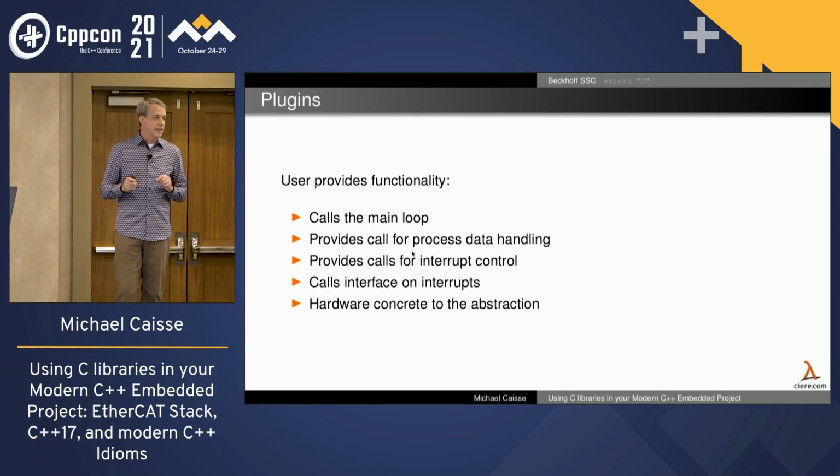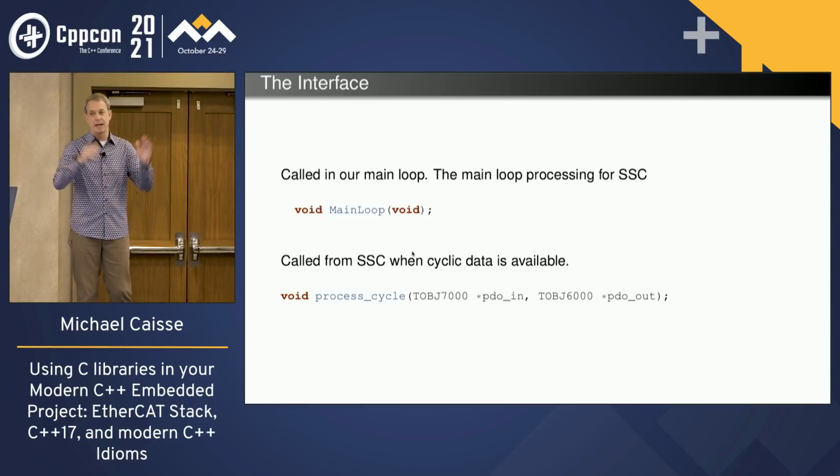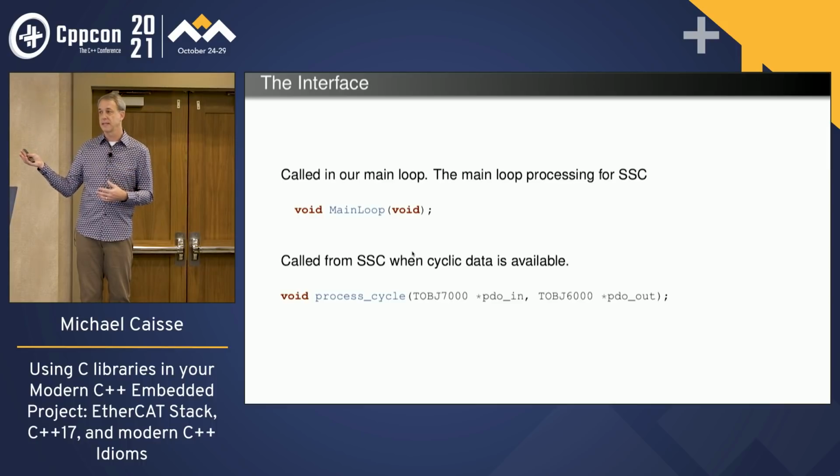But it's in C, and I wanted to write my project not in C, right? And that's what we have to take care of. So here, we're just going to worry about two things at the moment. This main loop is something I have to call in my main loop. So in my main loop, I'm going to call the SSC's main loop. And when it has a cyclic data packet, some data to deliver, it wants to call a method, and we're going to give it this process cycle to call.